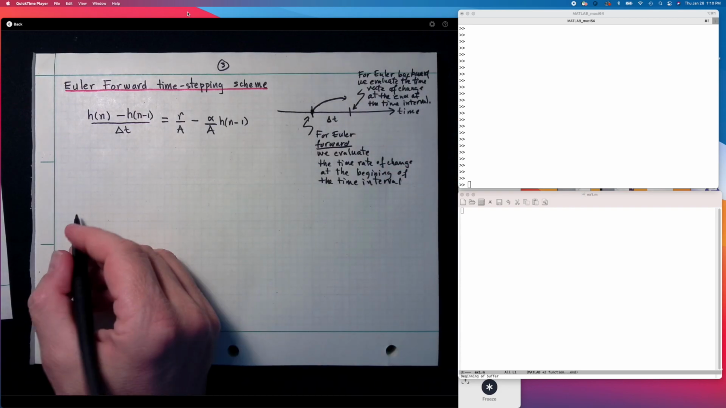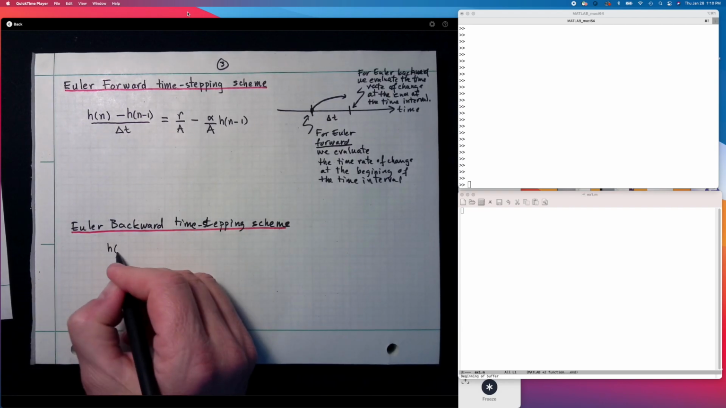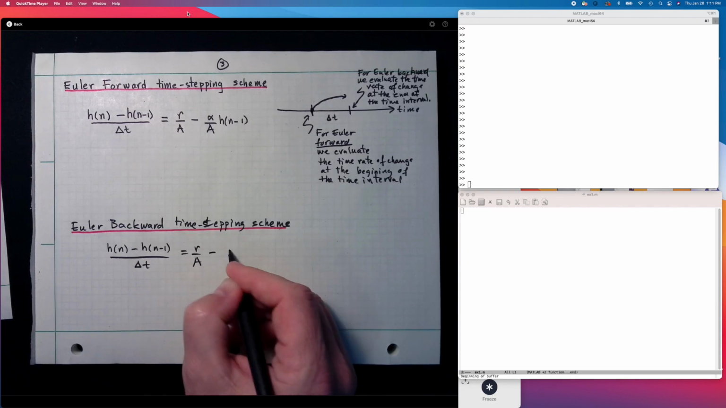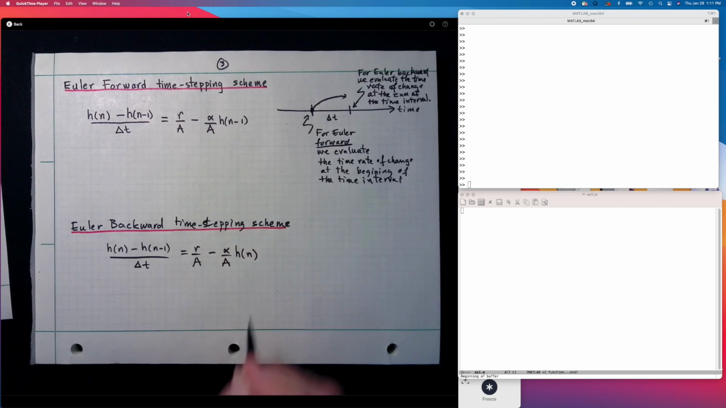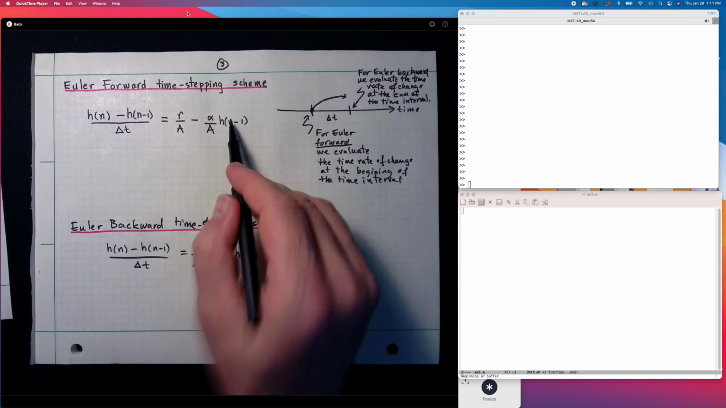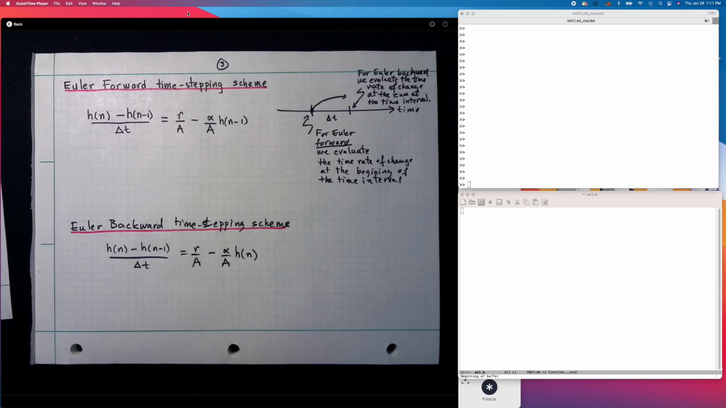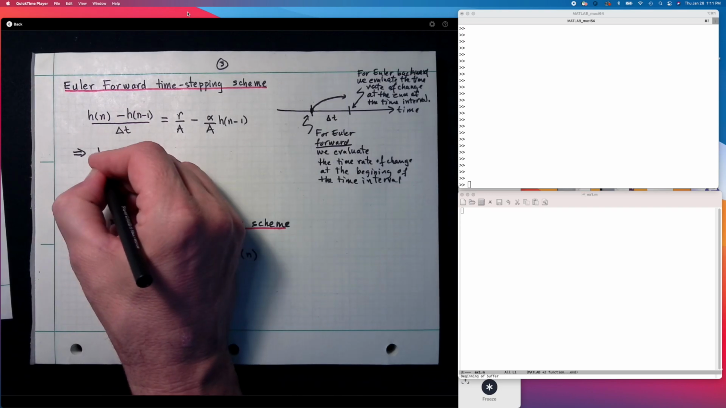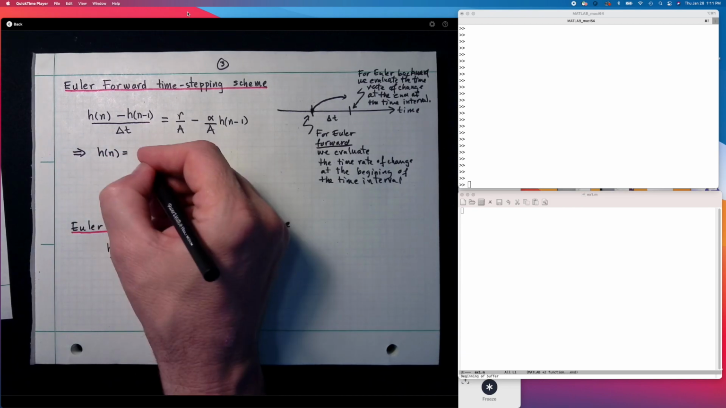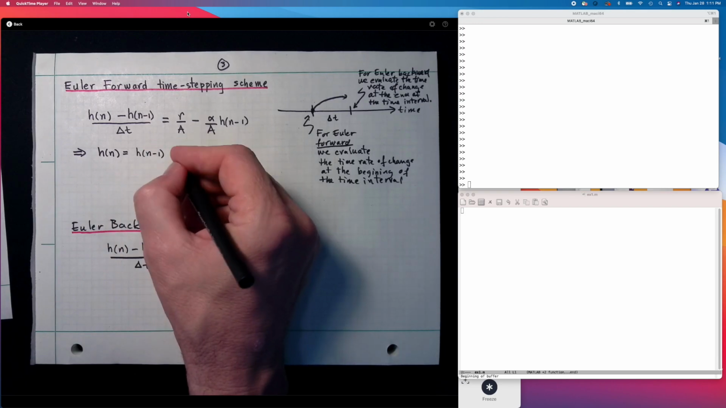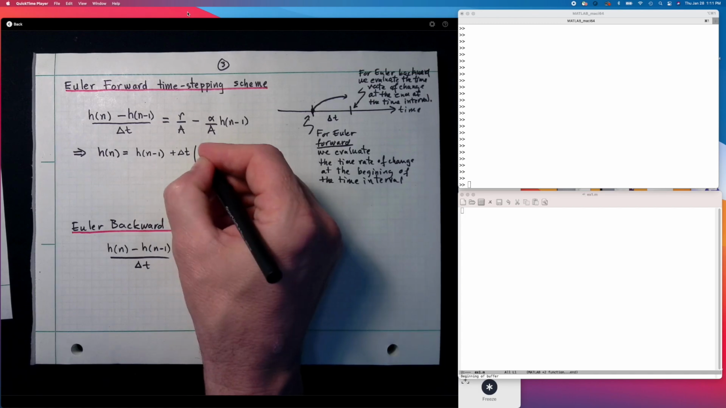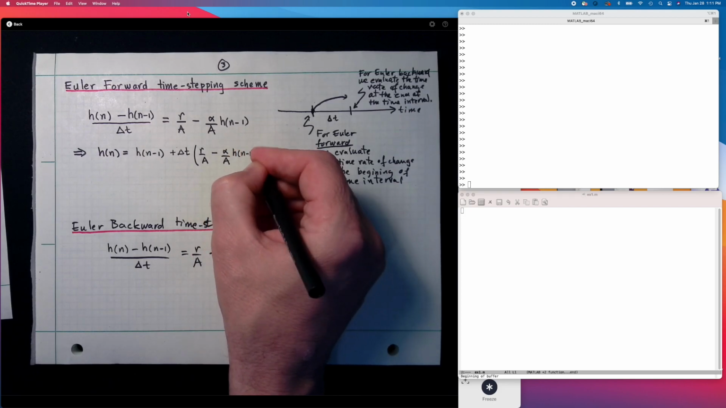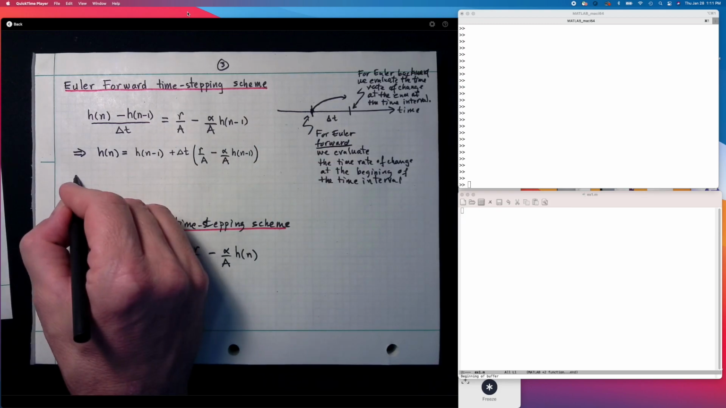So by contrast, if I do the Euler backwards, we'll have h of n minus h of n minus 1. So the only difference is that here we use time step n, and here we use time step n minus 1 to evaluate the time rate of change. And then after that, it's just a matter of solving for h of n in terms of everything else. So h of n is equal to h n minus 1 plus delta t, and this can be further simplified into the following form.